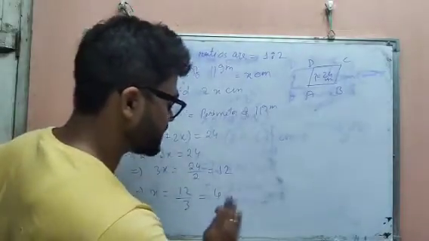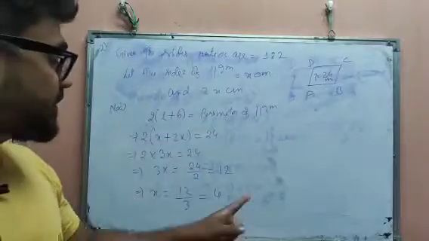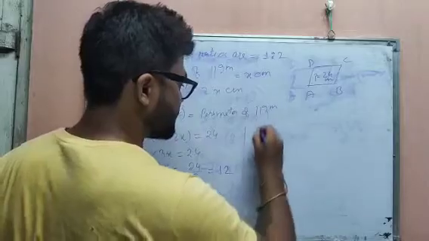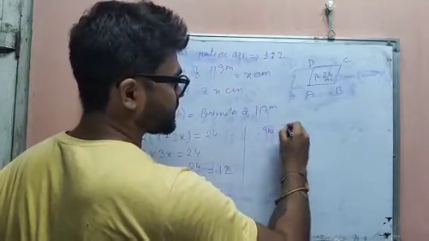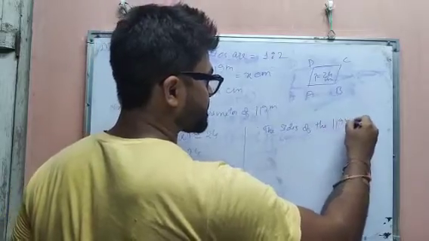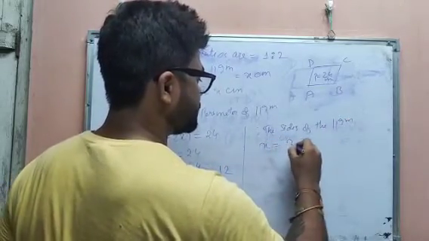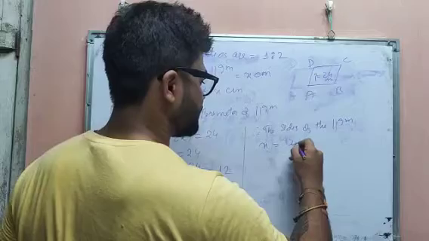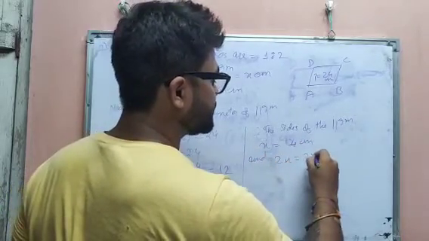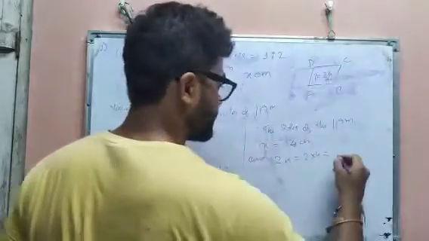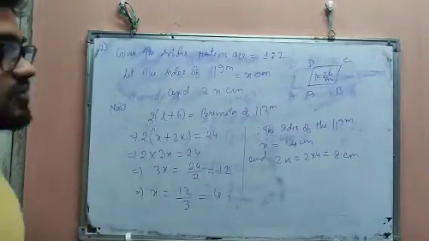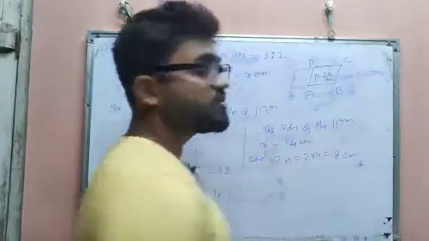No need to add centimeter here. We now have the value of x, so we have to put it in the side values. Therefore, the sides of the parallelogram: x equals 4 centimeter, and 2x, that means 2 into 4, equals 8 centimeter, which is our required answer. This is our final answer.